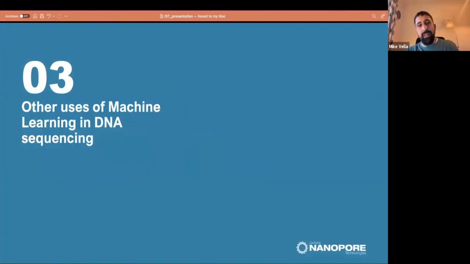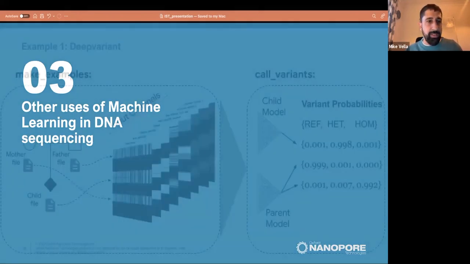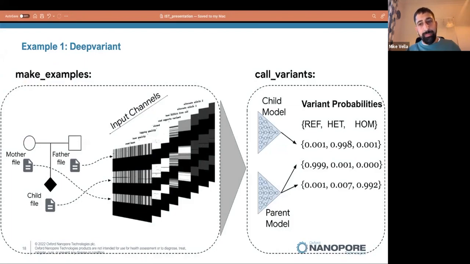I want to talk a little bit about other uses of machine learning in DNA sequencing also, because I don't want this to be a sort of nanopore propaganda presentation either. So I'm going to talk about some uses of machine learning in the wider field of genomics, which are largely applicable to any DNA sequencing technology. So the first technology I want to talk about is something called DeepVariant.